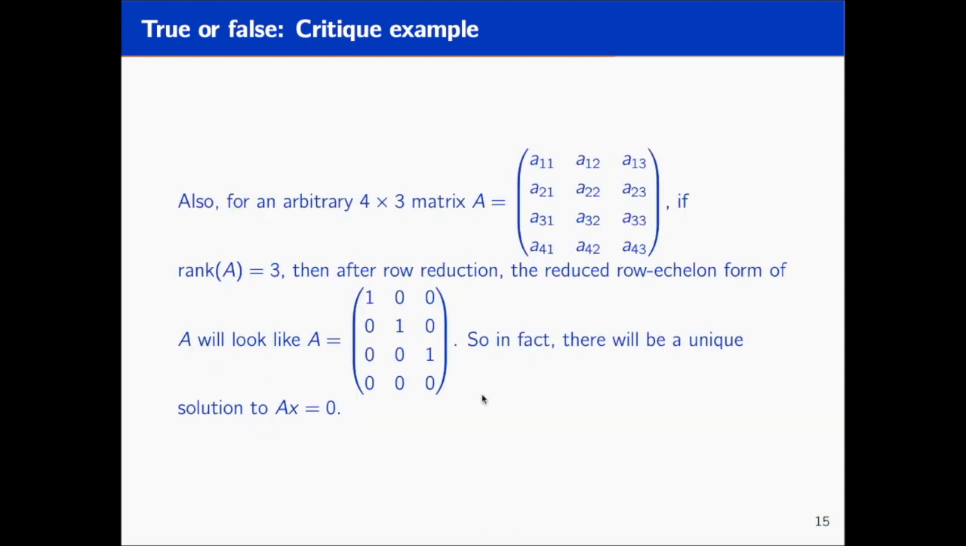Also, for an arbitrary 4x3 matrix A, if the rank is 3, then after row reduction, the reduced row echelon form of A will look like this. So in fact, there will be a unique solution to AX equals 0.